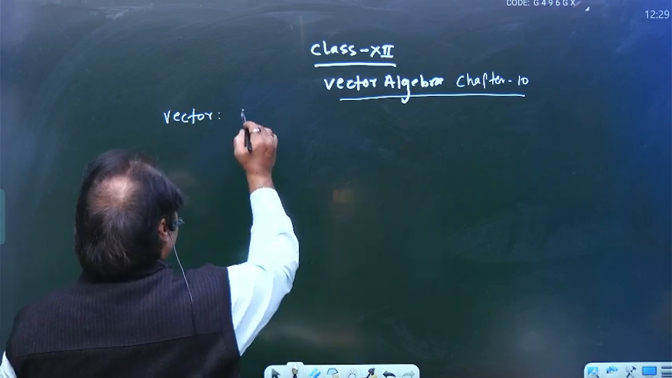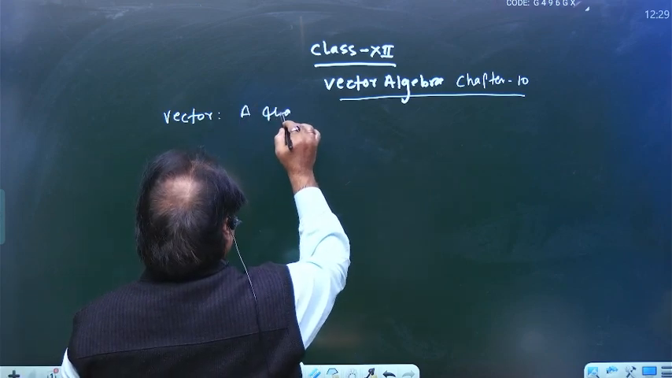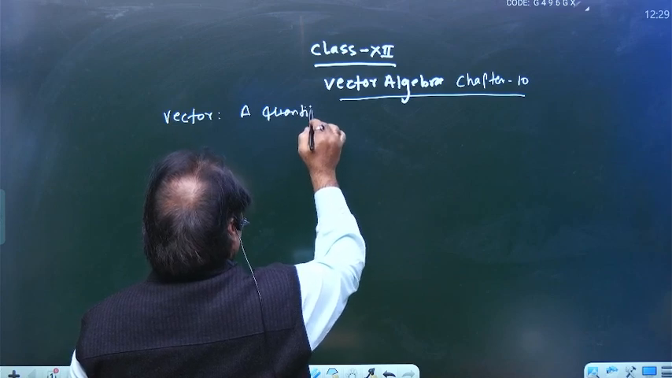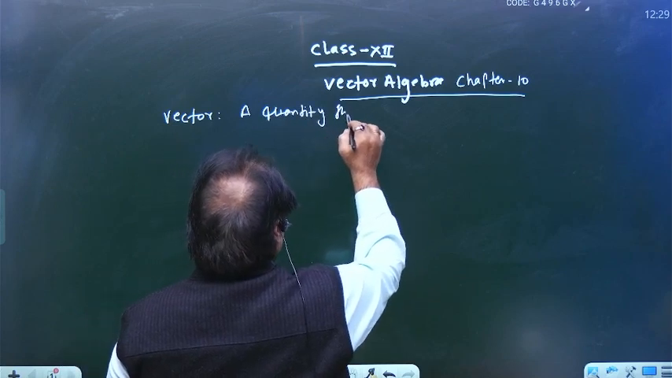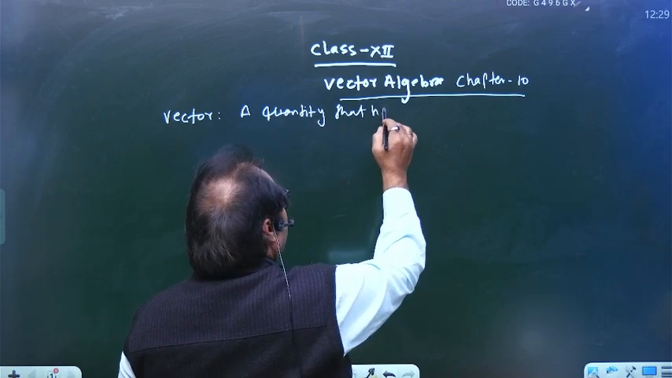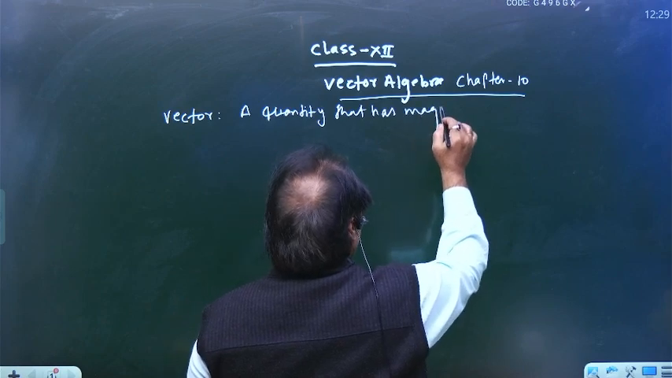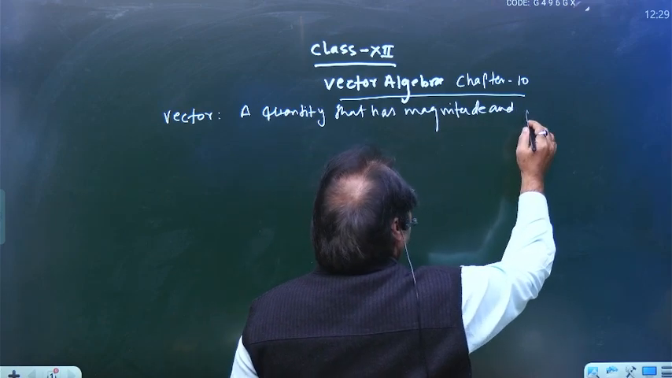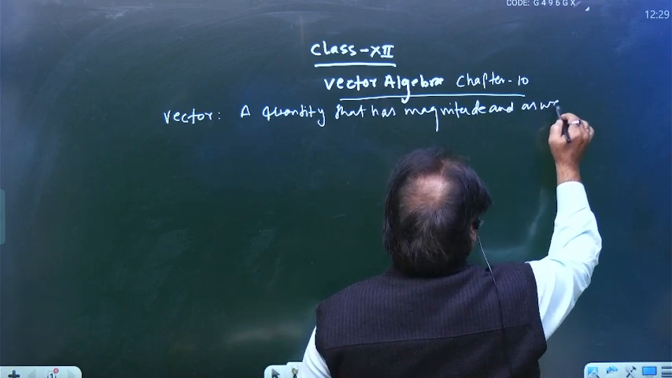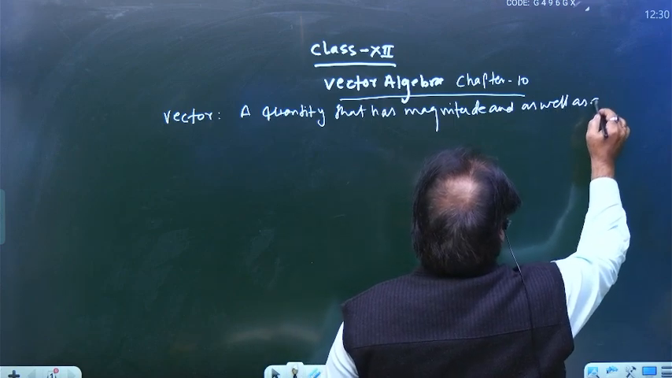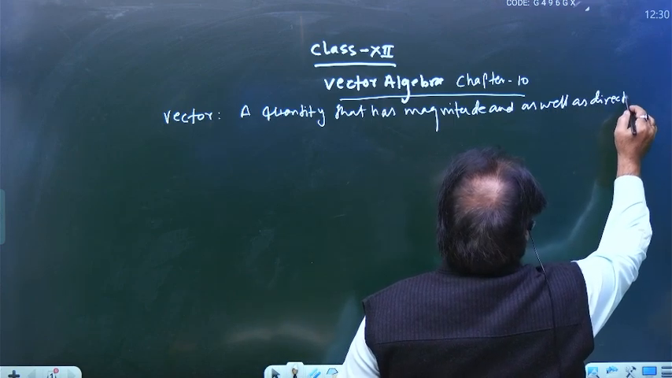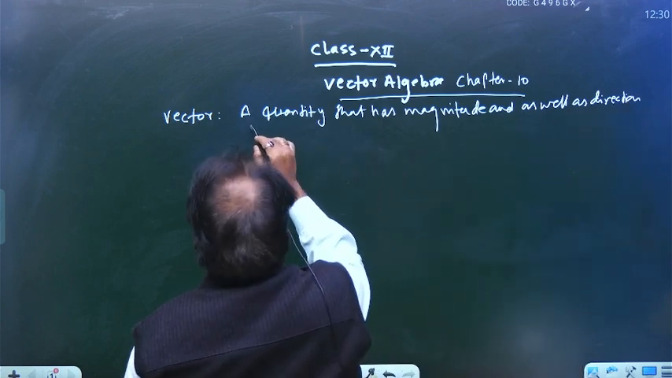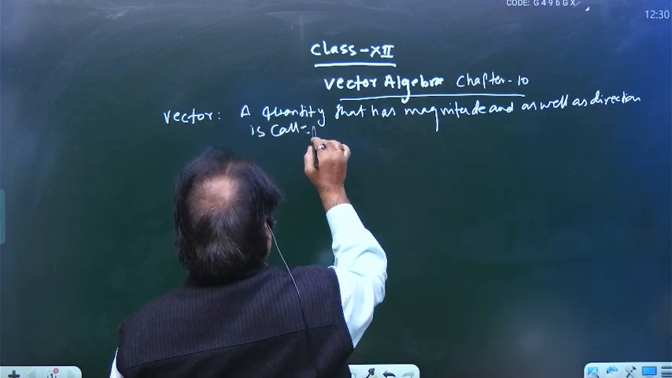A quantity that has magnitude as well as direction is called a vector.